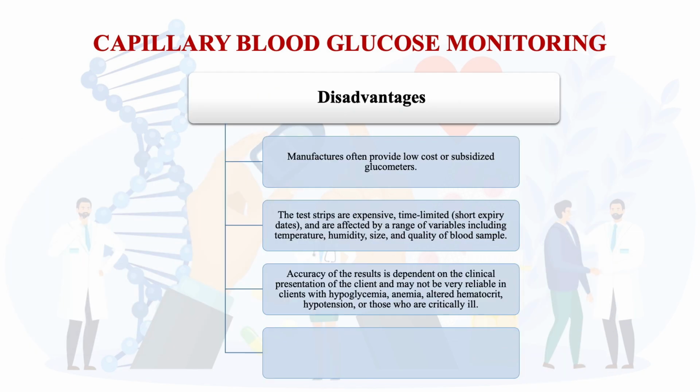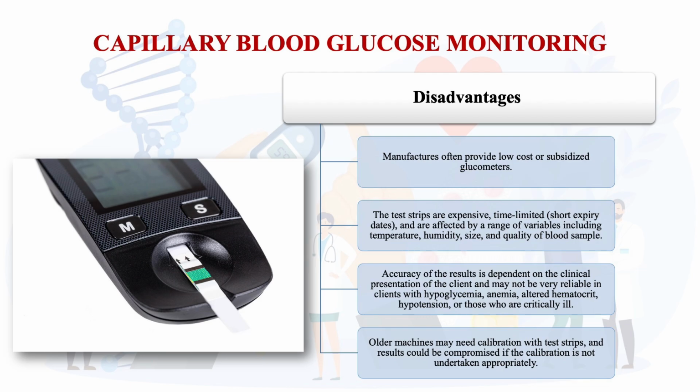Accuracy of the result is dependent on the clinical presentation of the client and may not be very reliable in clients with hypoglycemia, anemia, altered hematocrit, hypotension, or those who are critically ill. Older machines may need calibration with test strips and results could be compromised if the calibration is not undertaken appropriately. So these are certain disadvantages of capillary blood glucose monitoring.